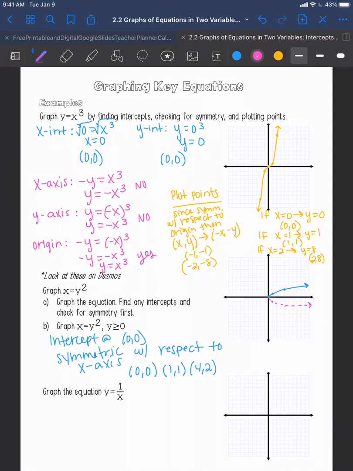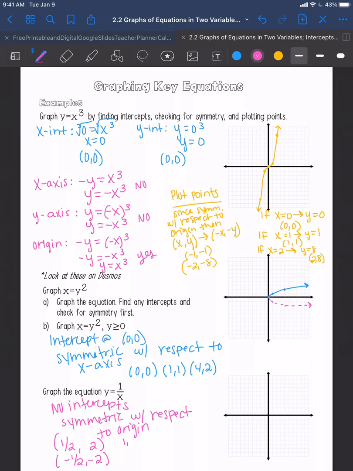So this one has no intercepts. Symmetric with respect to the origin. And some of those points were 1/2, 2 we mentioned, which means there was also -1/2, -2. 1, 1 was a point, so -1, -1 is a point. And 2, 1/2 was also a point, so -2, -1/2 is a point.